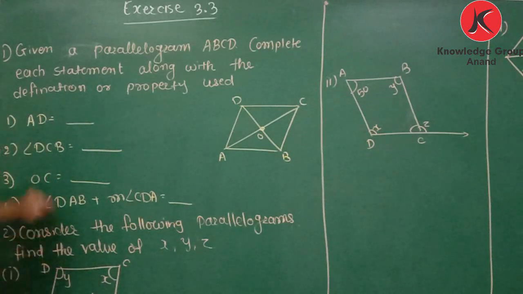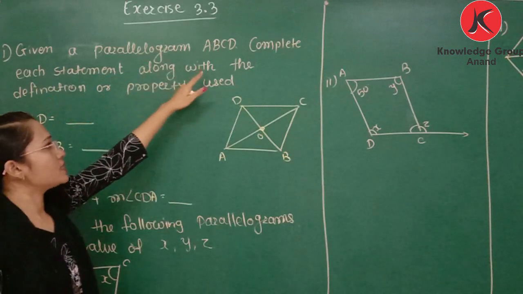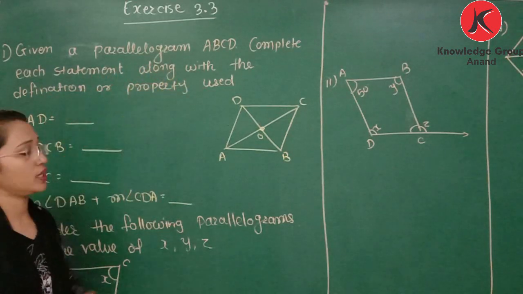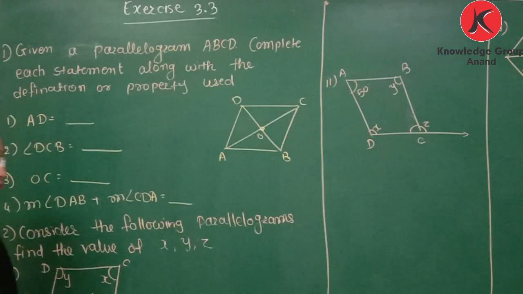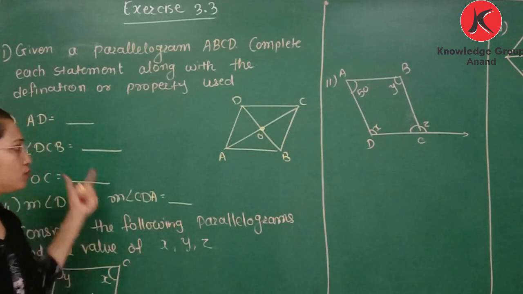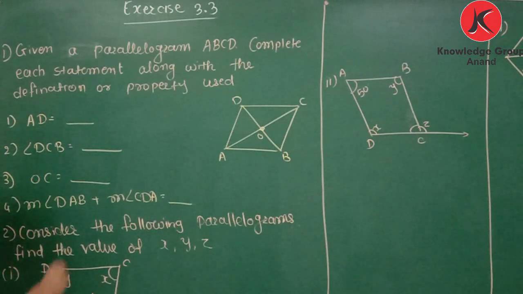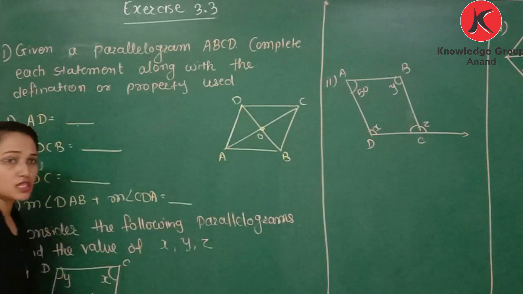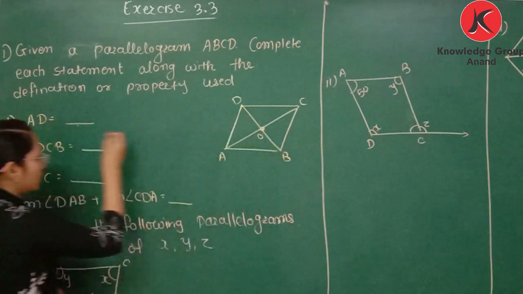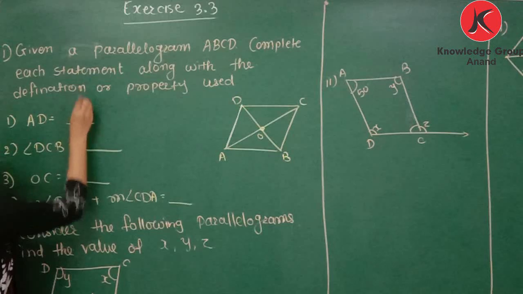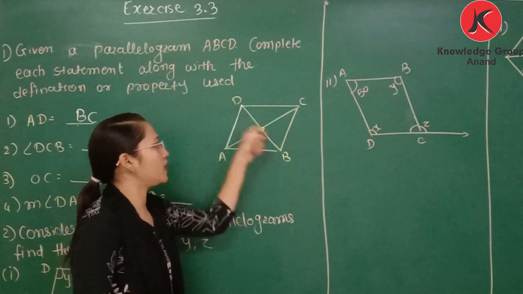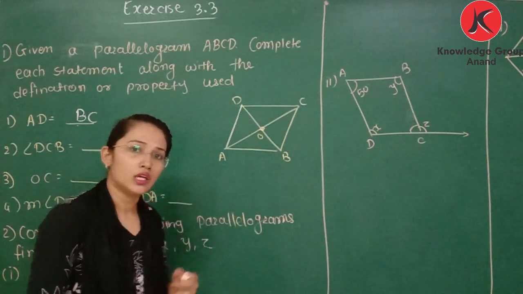Okay, so first question of exercise 3.3: given a parallelogram ABCD, complete each statement along with the definition or property used. We learned the properties or definitions, you can say. So using that, you need to fill in the blanks. So here AD is equal to what? Here AD is this side. So it is equal to BC. Why? Because the opposite side of AD is BC and opposite sides are equal.